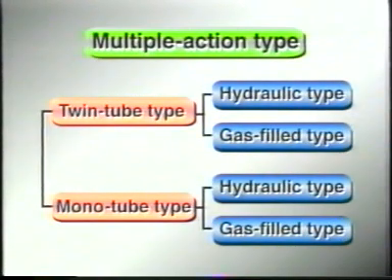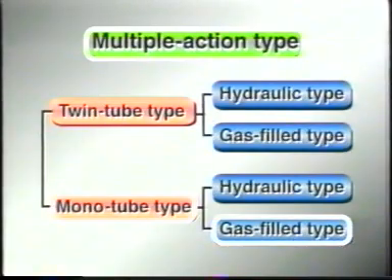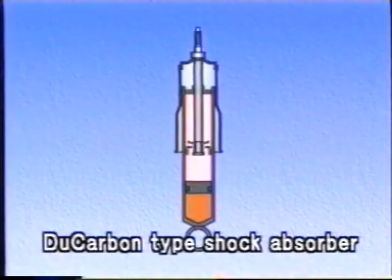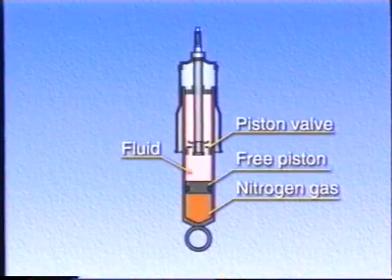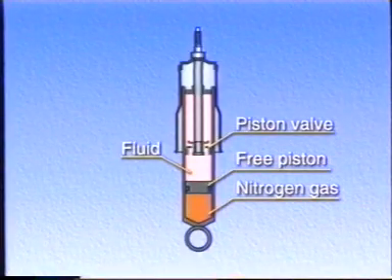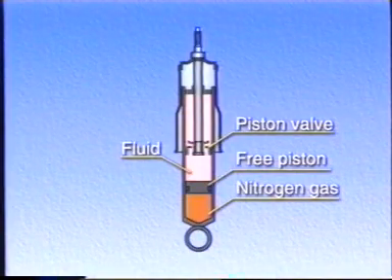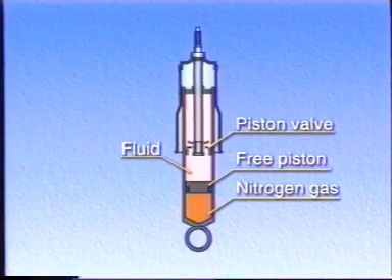In the multiple action monotube shock absorber, the base of the cylinder is filled with high pressure nitrogen gas. This du-carbon shock absorber is the most typical type of monotube shock absorber. Inside the cylinder, a free piston moves up and down restricted. A storage chamber filled with high pressurized gas is fitted under this piston. The fluid and the high pressurized gas are completely separated by the free piston.